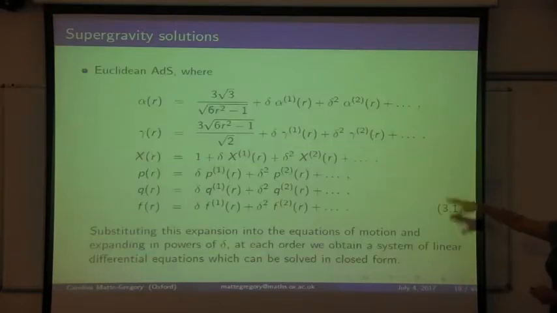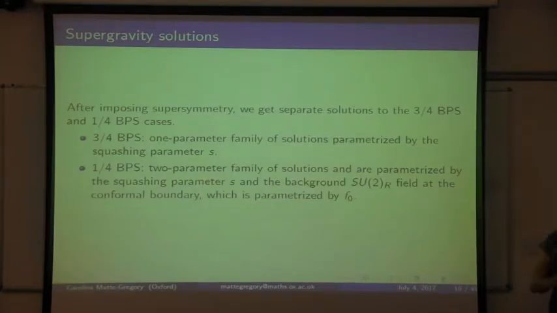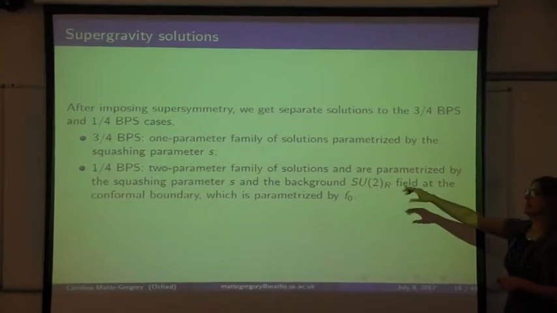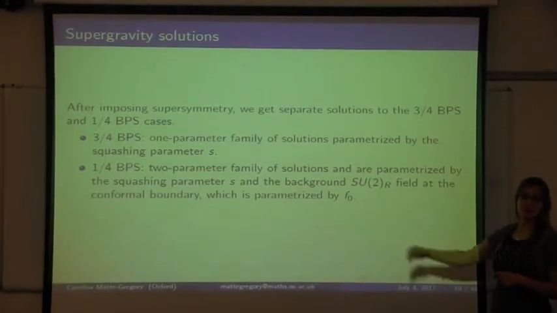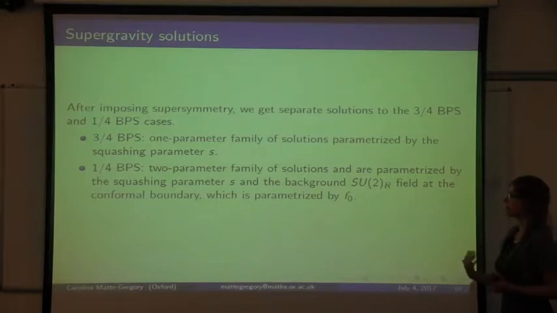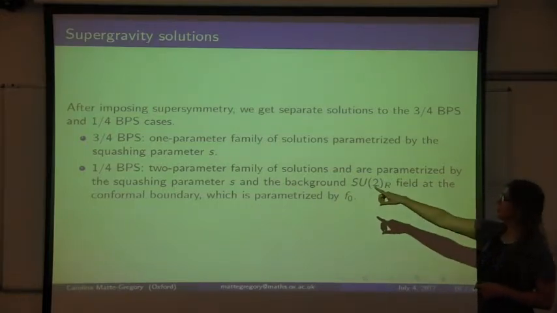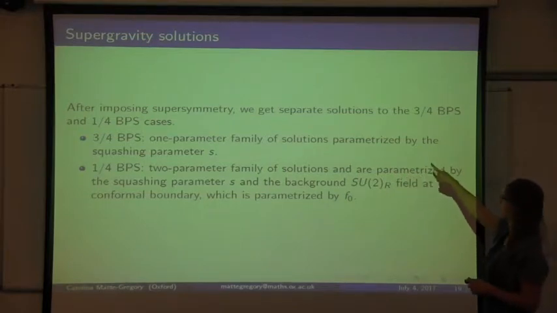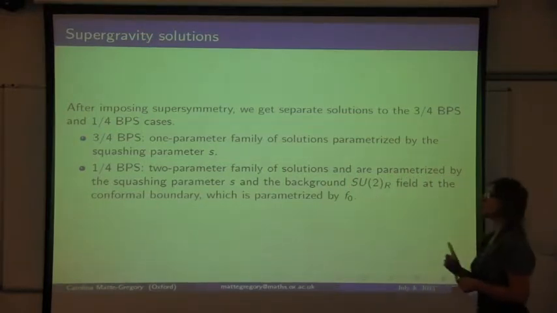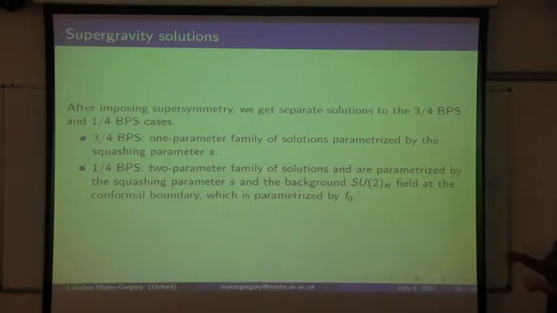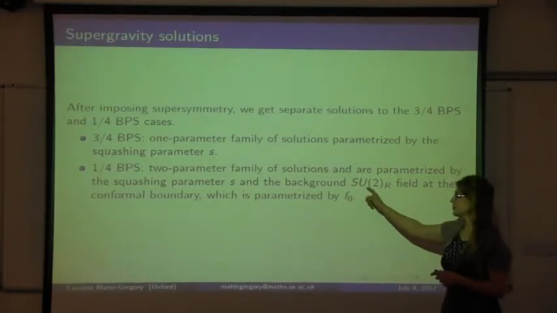Right, so this is what we get, and then you have to impose the Killing spinor equation and the Killing spinor equation. They have to hold so that we have a supersymmetric solution. And then what you get, I would have to do four different slides for all the solutions. What you get really is a 3/4 BPS and a 1/4 BPS, which is what you expected because it has to agree with the gauge theory. The 3/4 BPS is a one-parameter family only, and it only depends on the squashing. And the 1/4 BPS is a two-parameter family, and that depends on the squashing, and also this first term of my SO(2).